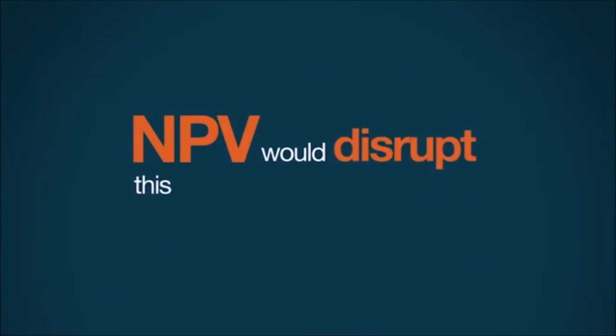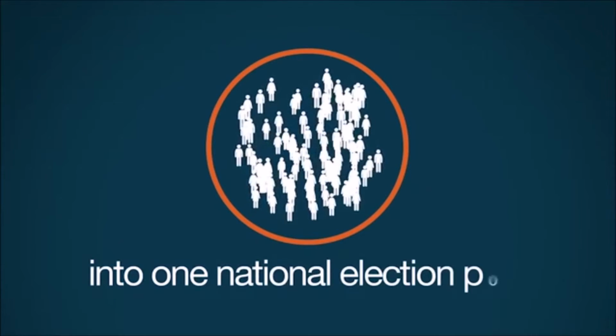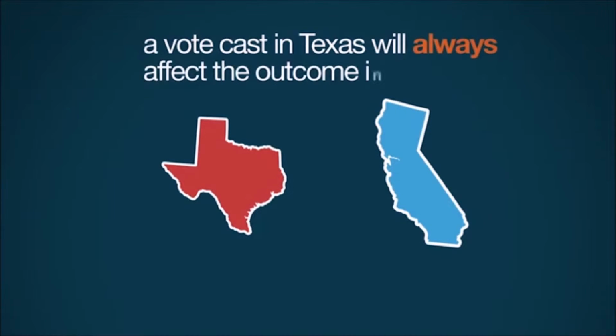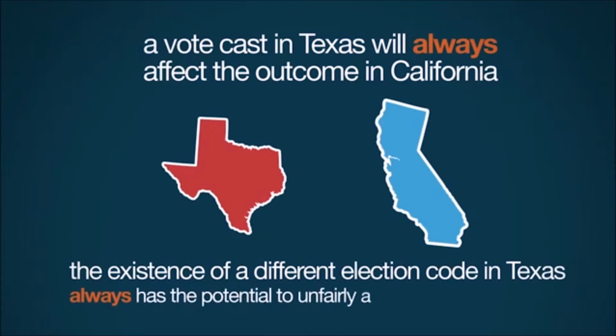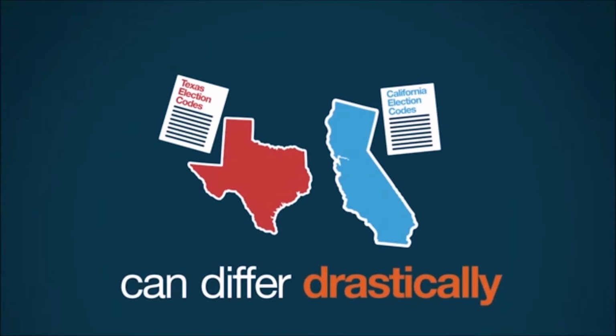NPV would disrupt this careful balance. It would force all voters into one national election pool. Thus, a vote cast in Texas will always affect the outcome in California. And the existence of a different election code in Texas always has the potential to unfairly affect a voter in California. Why? Because state election codes can differ drastically.